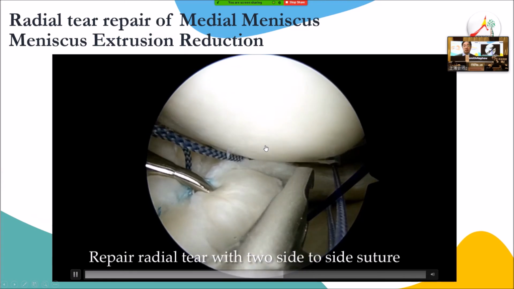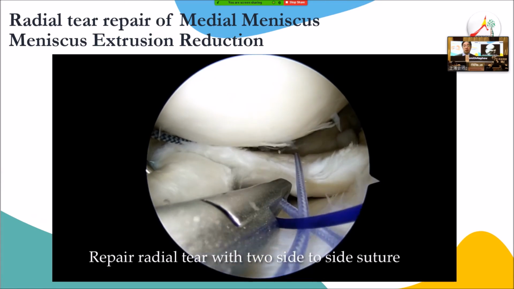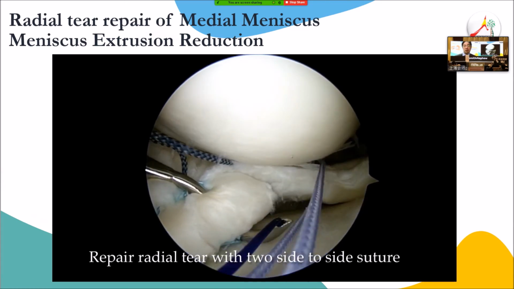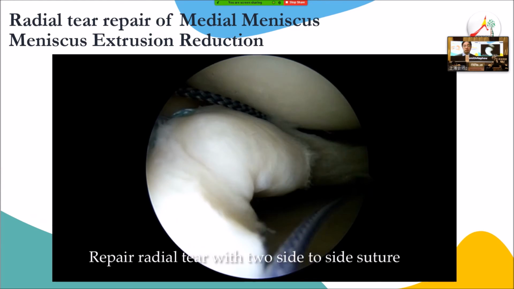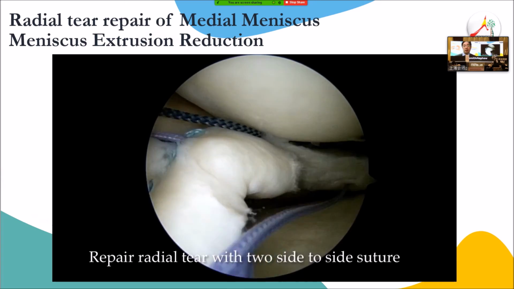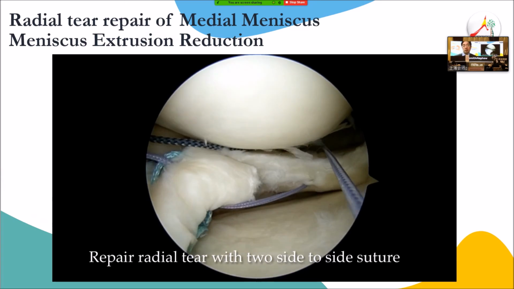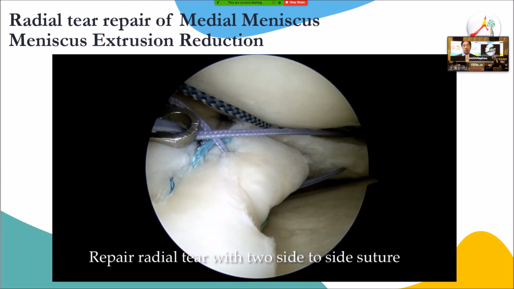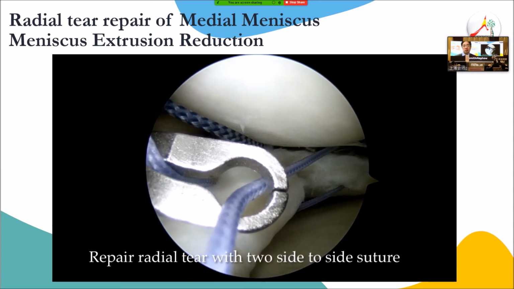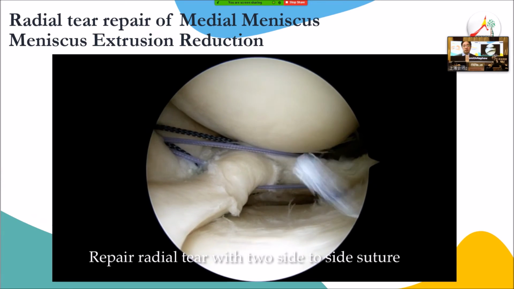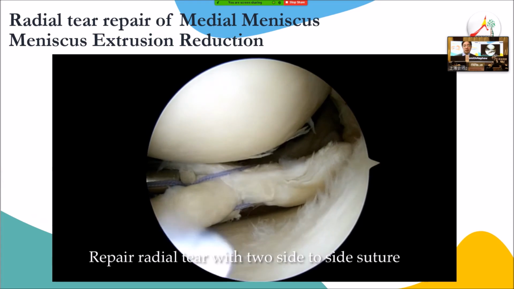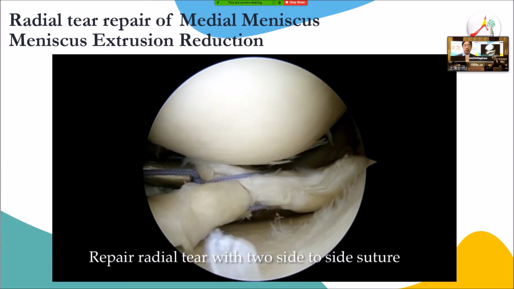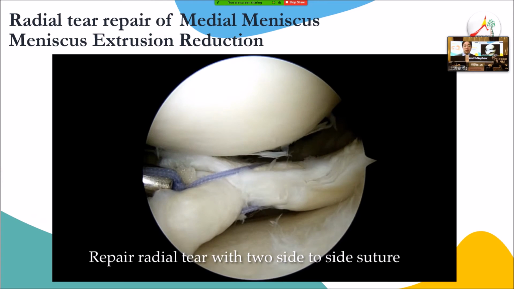Okay, and then we also do the all inside meniscus repair if you can. Then we do the side to side repair, one in the peripheral. Okay, and then tie the knot. So this is the way to do the extrusion reduction. At the same time, you make the radial repair.